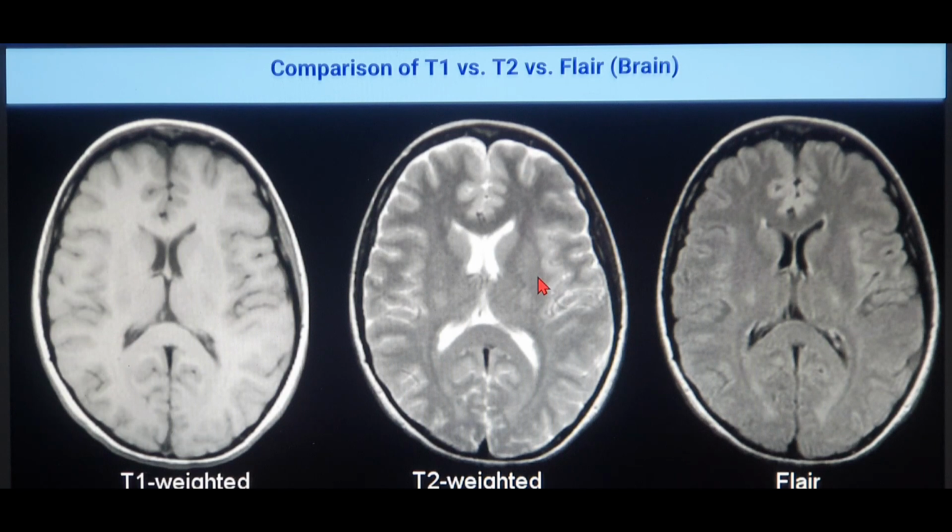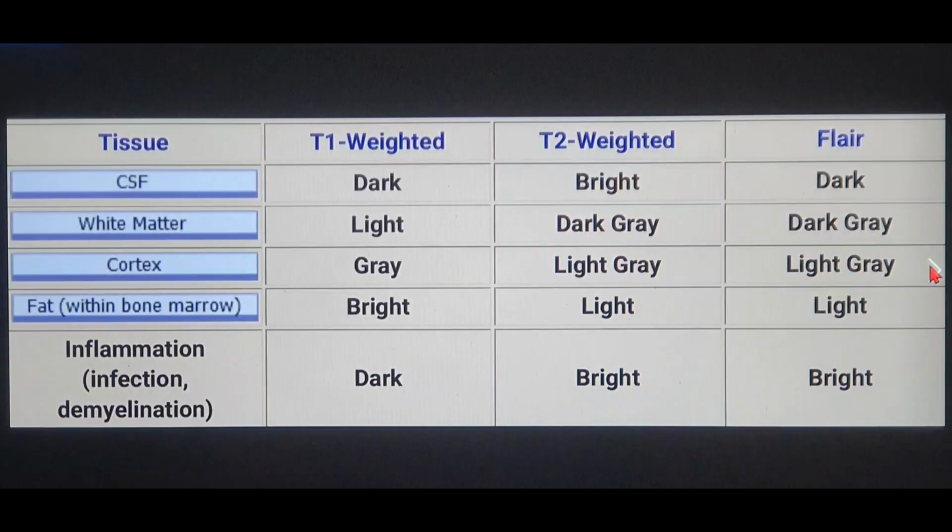So all the characteristics of T2 are the characteristics of FLAIR, except for the fact that the moving fluid, which is CSF, will appear as dark. So moving on to my next slide, this is a table which you have to remember. If you want to take a screenshot, you can, because this is really important for your long-term study in radiology and as a surgeon as well.